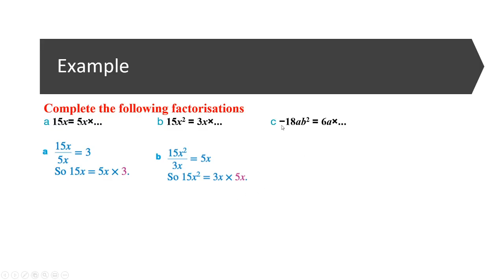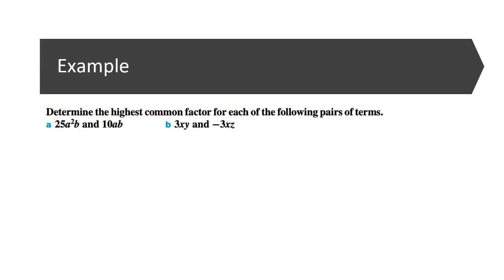And this last one, negative 18ab squared equals 6a times something. So we divide by the 6a and we get negative 3b squared. The a's cancel out, 18 divided by 6 is 3, and negative divided by positive is negative.